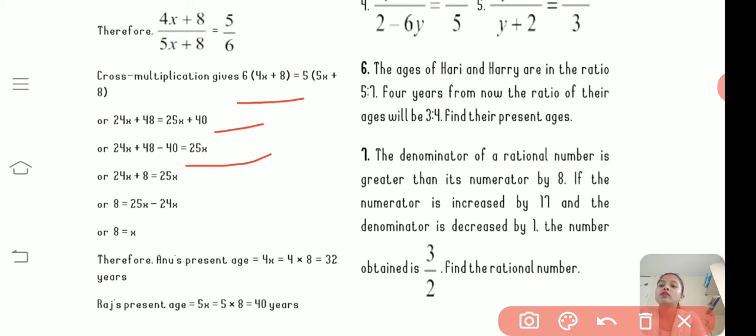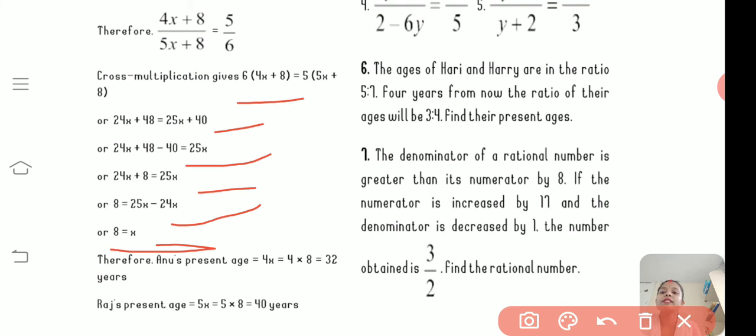Now 48 minus 40 is 8, so we get 24x plus 8 equals 25x. Again we have to transpose the variable to one side. 24x and 25x are the variables. So we get 8 equals 25x minus 24x. So 8 equals x. The value of x is 8.